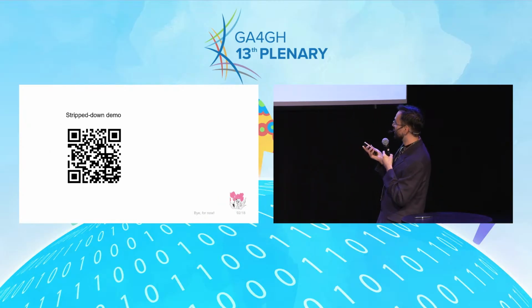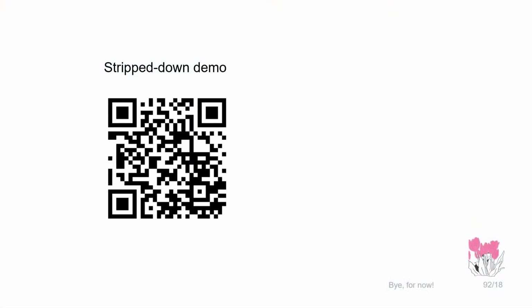And before I leave, that is a stripped-down demo of this code. If you look at that, you can load up this software and the architecture, including htsget RS, locally using a Docker Compose and play around with it. Thank you.